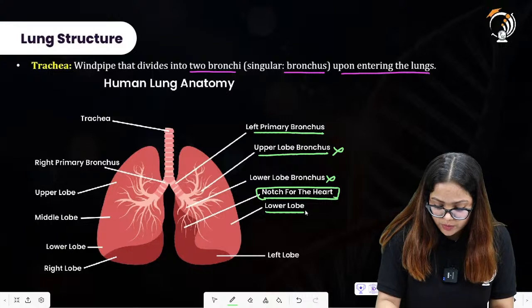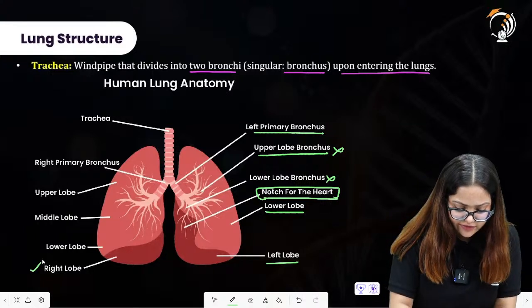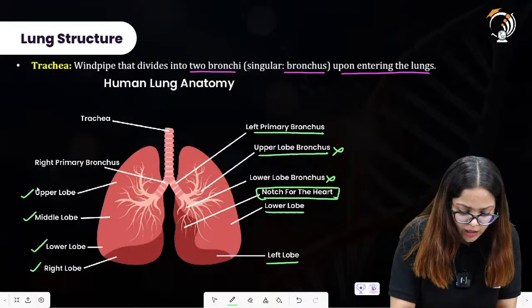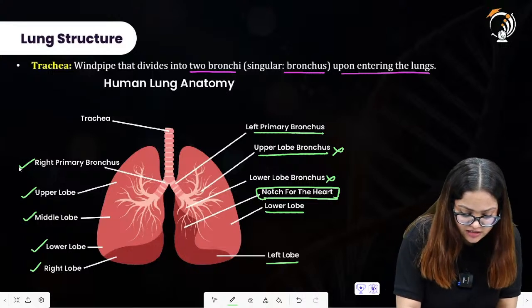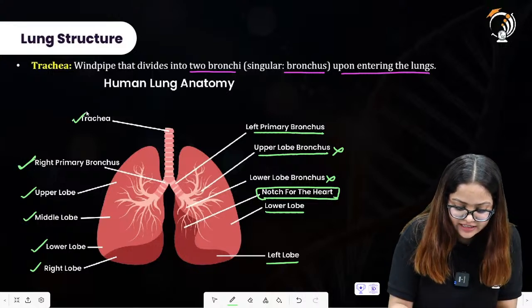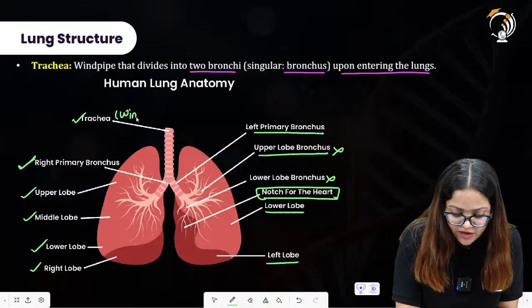This is the lower lobe, and this is the left lobe. All right, right lobe, lower lobe, middle lobe, upper lobe, right primary bronchus. Yes, this is of our use. And here we had the trachea, or you can simply call it the windpipe.